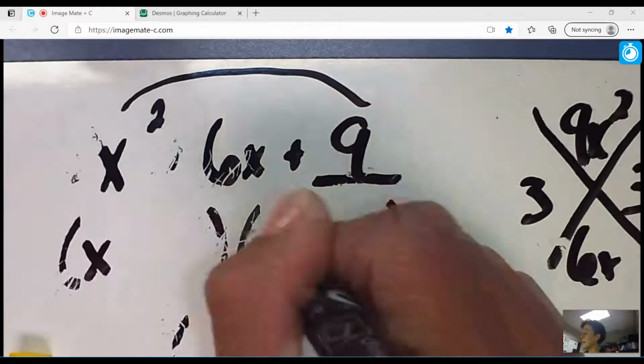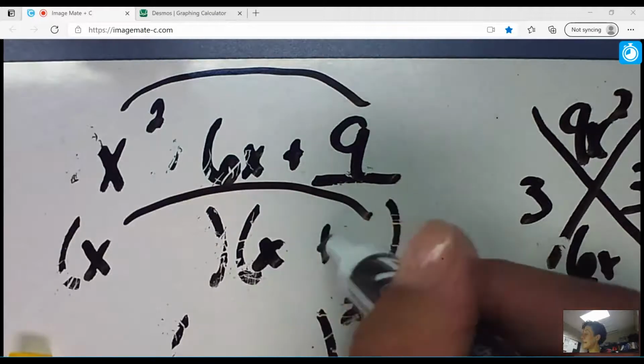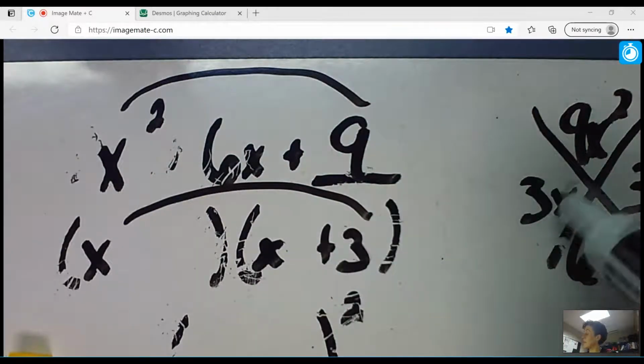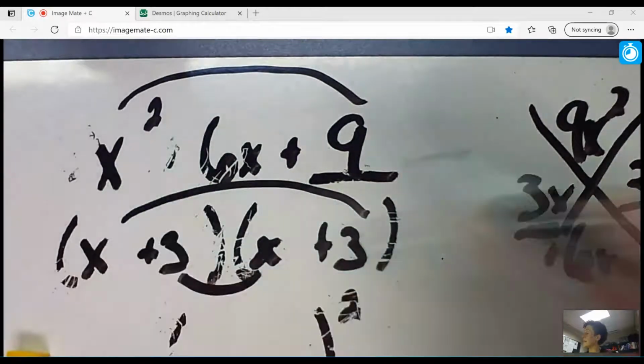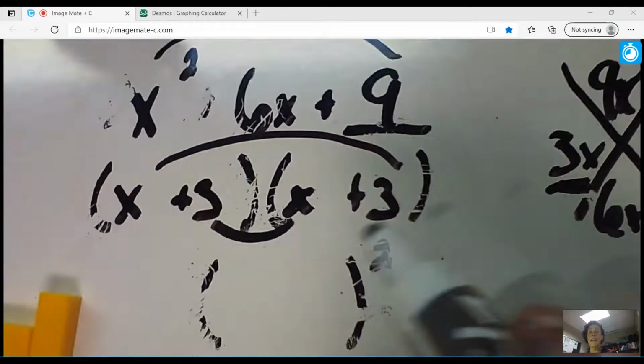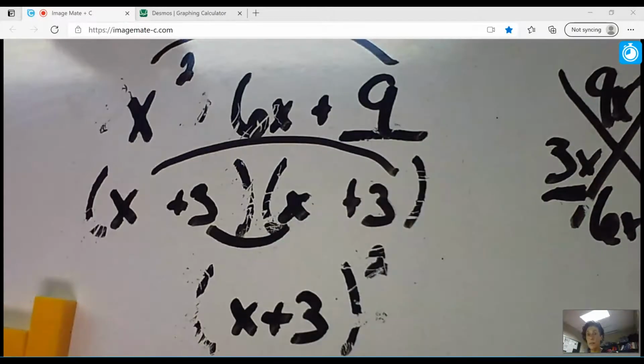And then I could make my two x's for my parentheses, and then x times positive 3 makes one of those 3x's, and x times the other 3 makes this other 3x. And then instead of writing it twice, I can write it once squared. Okay? So let me show you another one.